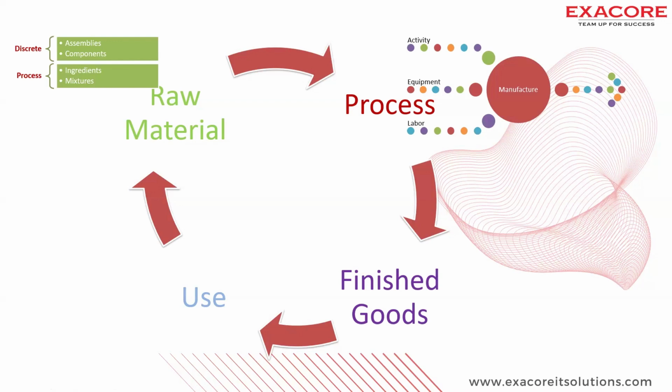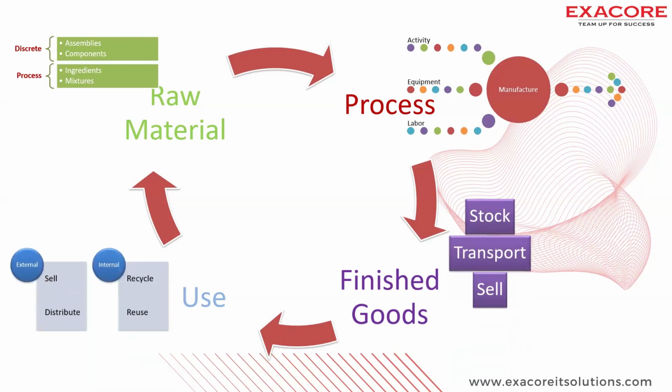Right, once the processing is done, we have our finished goods, which are often either stocked in an organization, transported to wherever they need to be stocked, or even to their customer or vendor places, and sold, as the case may be. Again, this is a very simplistic understanding of what the components of closed loop manufacturing are. And the use of these finished goods could either be internal or external. Internal within the organization for reuse, recycling, whereas external, again, sell or distribute.